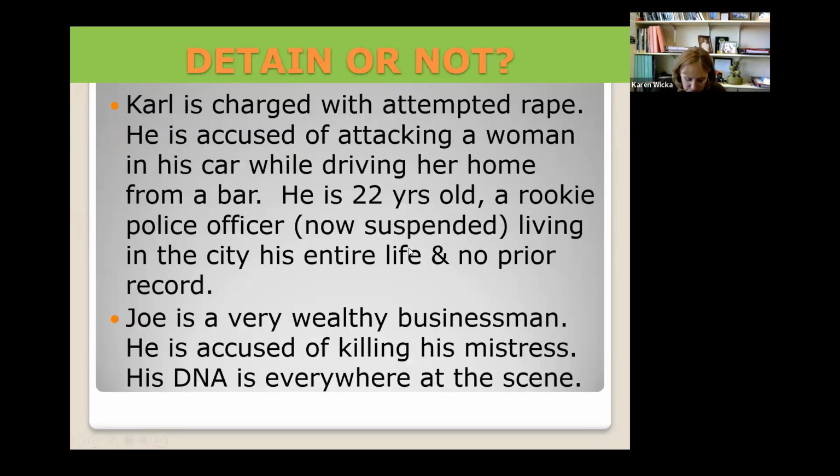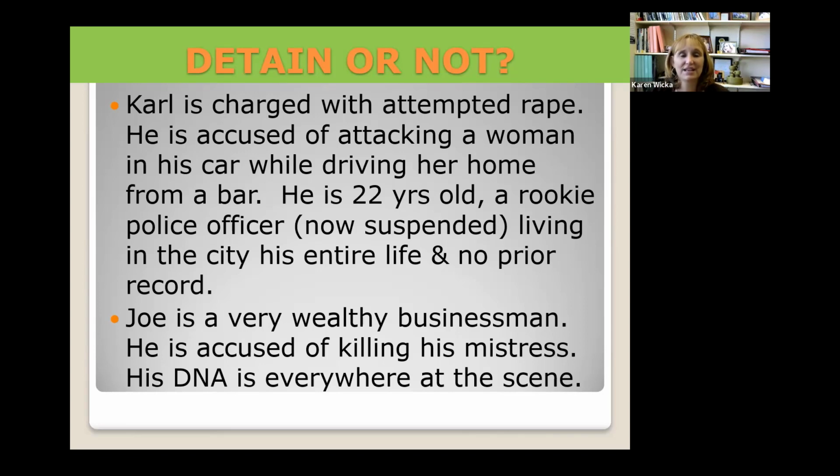So I just want you to think about some of the decisions that have to be made when determining if a person can get bail or not. So think of this scenario. Carl is charged with attempted rape. He is accused of attacking a woman in his car while driving her home from a bar. He's 22 years old. He's a rookie police officer, but now he's suspended because of the charges. He's lived in the city his entire life. He has no prior criminal record.